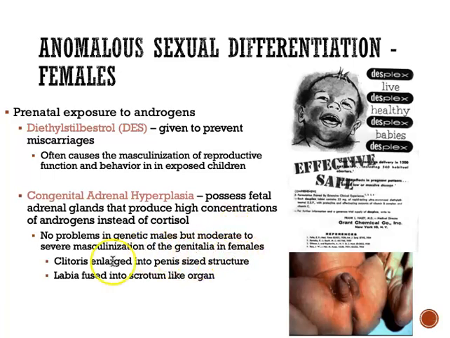Okay, so you can see the clitoris becomes enlarged into a penis-sized structure. The labia will fuse into scrotum-like organs. So this is what it looks like in this bottom image right here. And there's a spectrum of how severe this can be. It can be anywhere from the clitoris being enlarged, however the opening of the urethra is still separate from it, all the way to the urethra actually going through the clitoris or part of the clitoris.